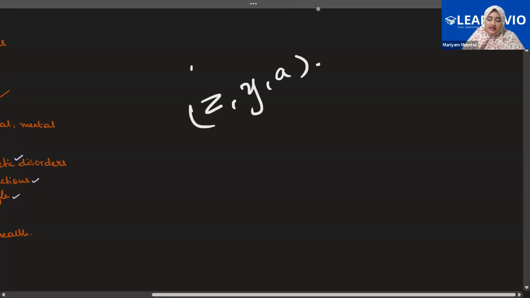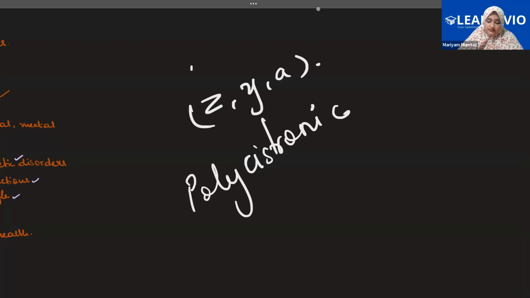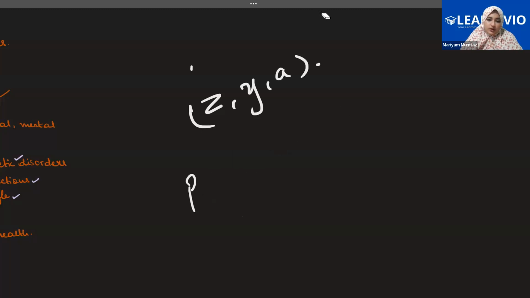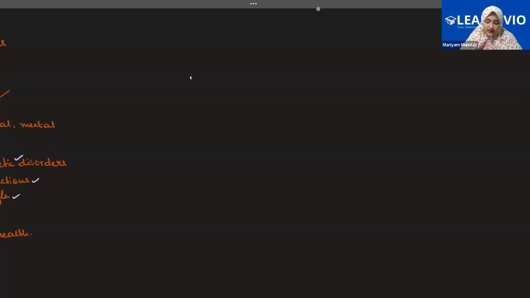Put a full stop. Now, the next line is: a polycistronic structural gene is regulated by a common promoter and regulatory gene.